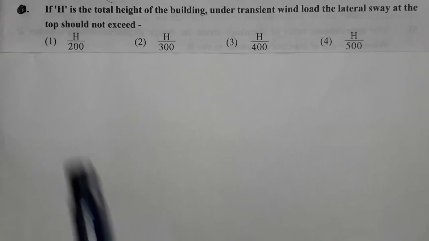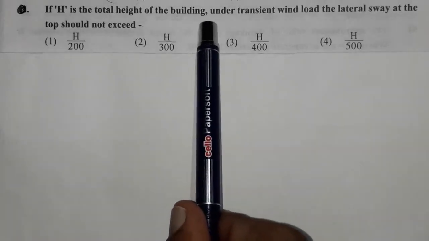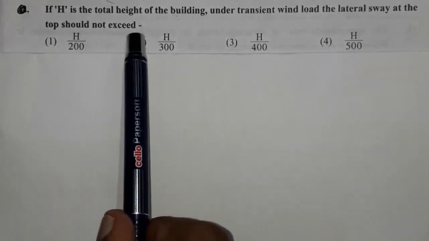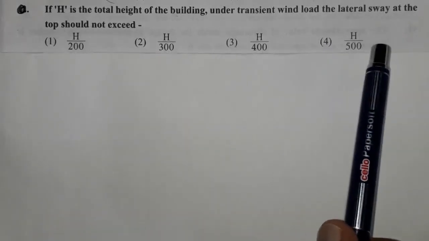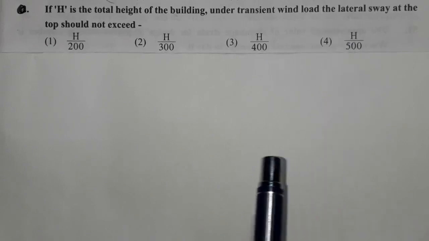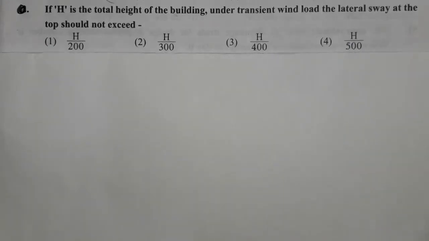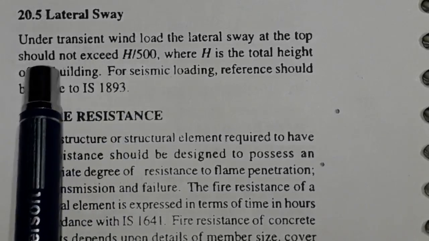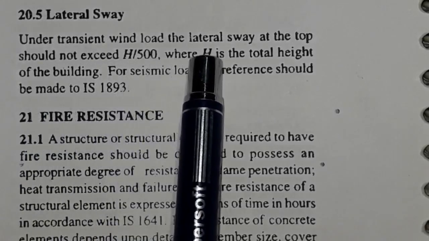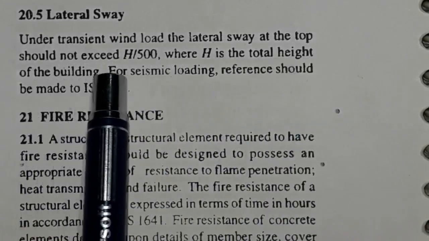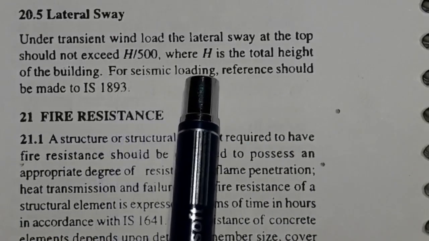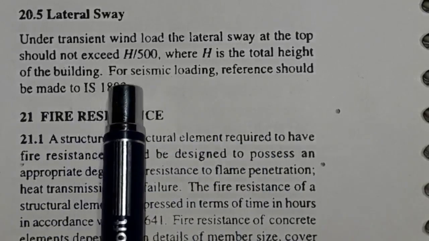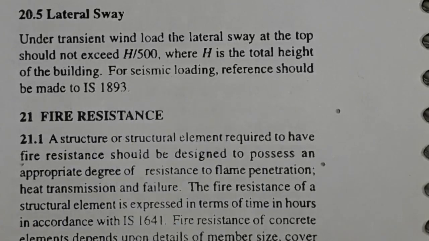Question: if H is the total height of the building, under transient wind load the lateral sway at the top should not exceed. Now the four values are given. Again, to have the correct answer, let us go to IS 456. Clause 20.5, lateral sway: under transient wind load, the lateral sway at the top should not exceed H by 500, where H is the total height of the building. So the correct option is option number 4.